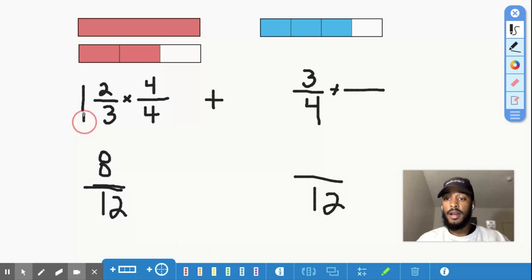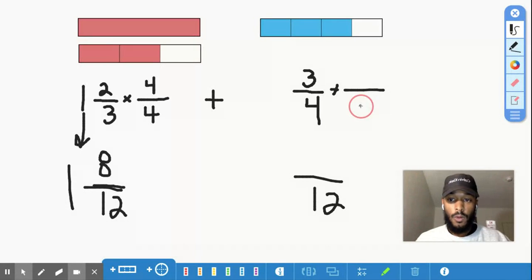Then I'm going to bring down that 1. That 1 comes right down here. I got 1 and 8/12 now. So I have 3/4 over here. Remember, I want to make the denominator 12. So what did I multiply the denominator of the original fraction by to get 12? Well, if on the left-hand side 3 times 4 is 12, then 4 times 3 is also going to be 12, if you see that at the bottom.